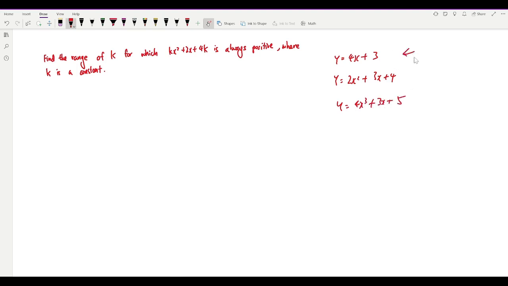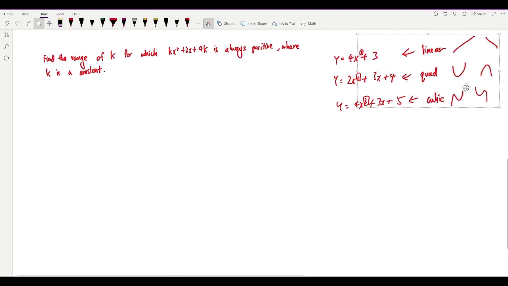the first graph is linear. You can tell because the highest power of x is 1. For the second graph, the highest power is 2, so this makes it a quadratic graph. For the last one, the highest power is 3, so this makes it a cubic graph. The first graph is just a straight line, linear. The second graph will either be U-shaped or N-shaped. For the cubic graphs, they generally take this kind of shape. So since you know it's a quadratic graph, right?